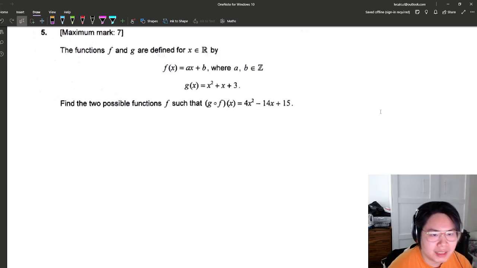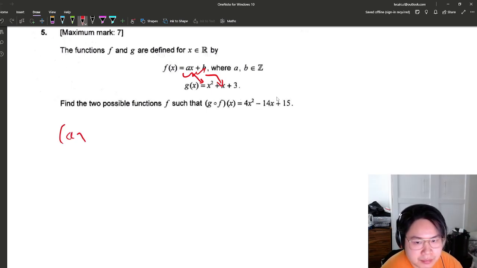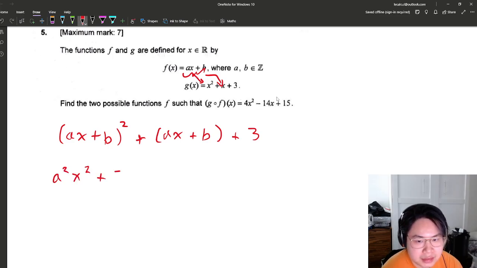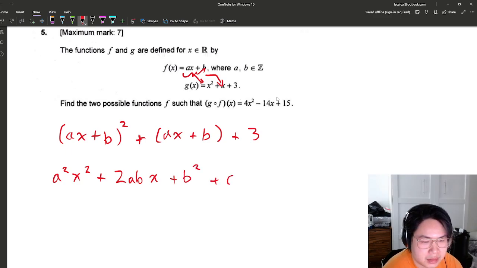Okay, we have 2 functions. We make a composition. f goes into g, so this goes into x's, and then the result should be this. Okay, so I'm going to make a composition, and then the plan is that we expand it out, and then we just compare coefficients, because we know what the coefficients should be. So what the heck is this? a squared x squared plus 2abx plus b squared plus ax plus b plus 3.